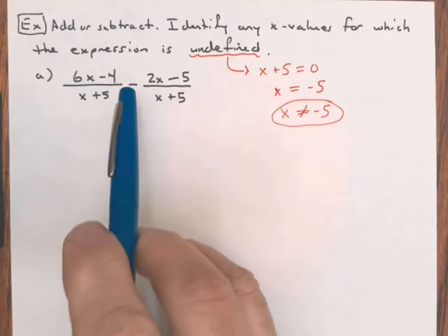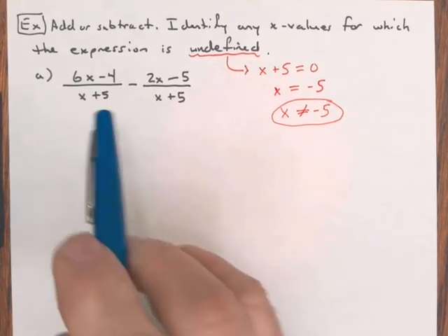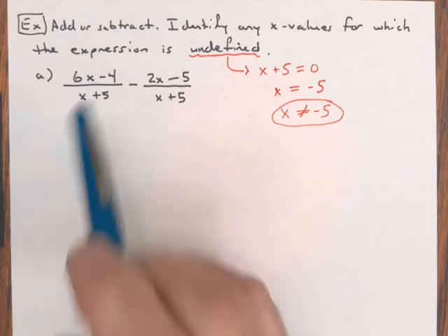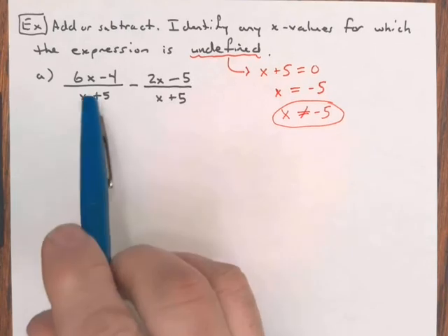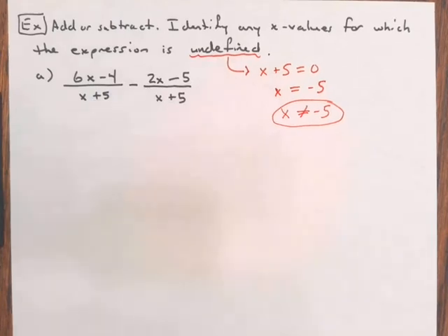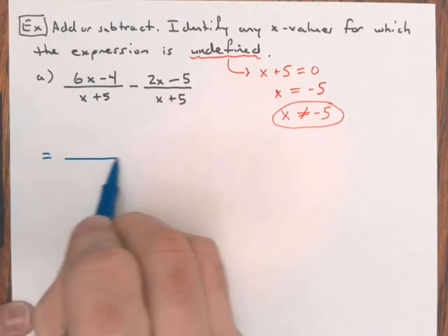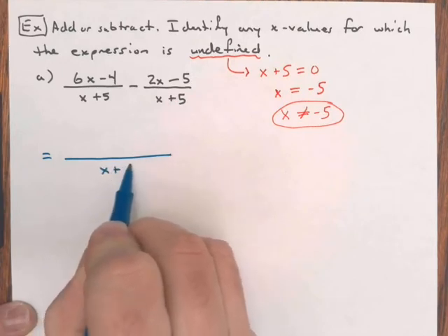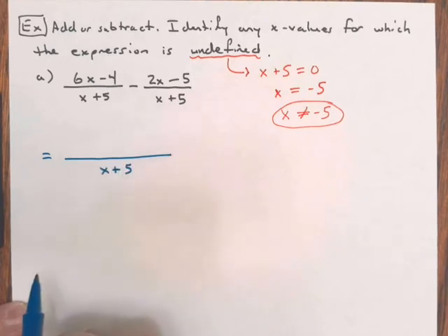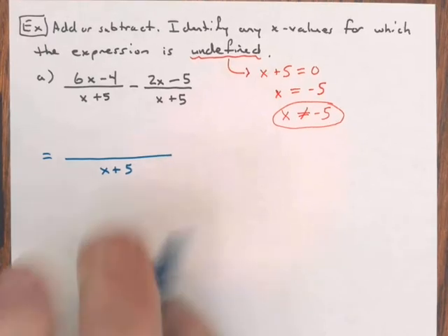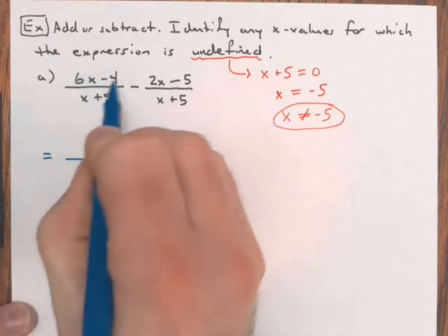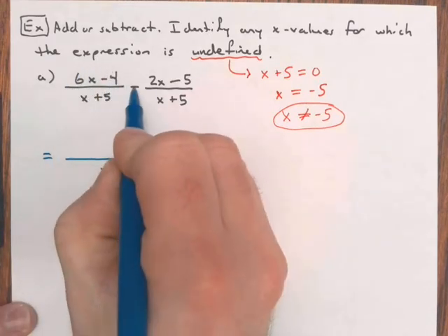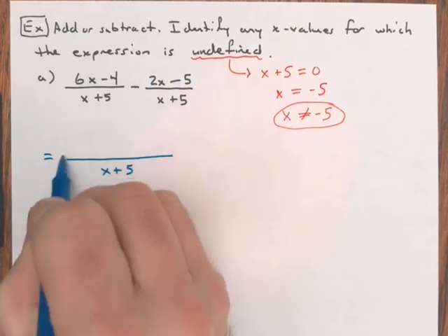To actually do the addition or subtraction that's here, since we have a fraction minus a fraction, we need to have a common denominator, and we do. The denominators are identical. So if you don't have a common denominator, you would need to find that first. If you do, then you can do the addition or subtraction that's there. So our common denominator will be in the bottom of our next fraction. And what we have is a quantity, 6x minus 4, minus another quantity.